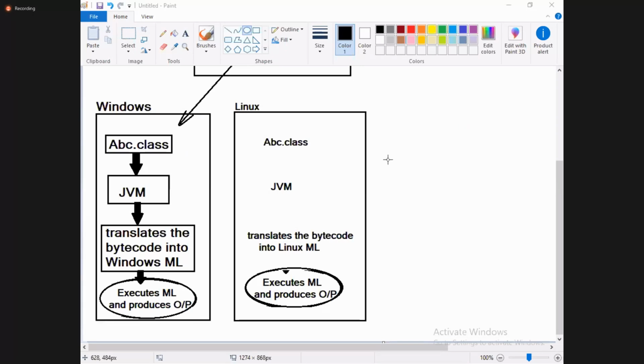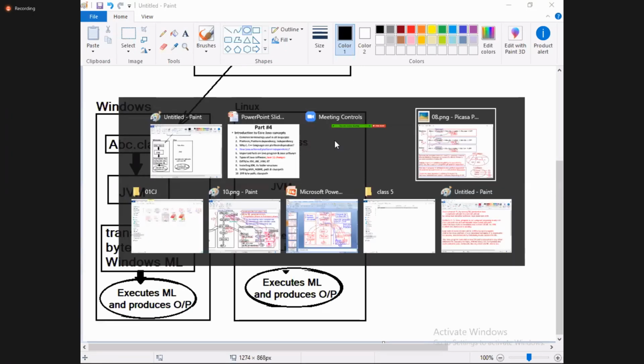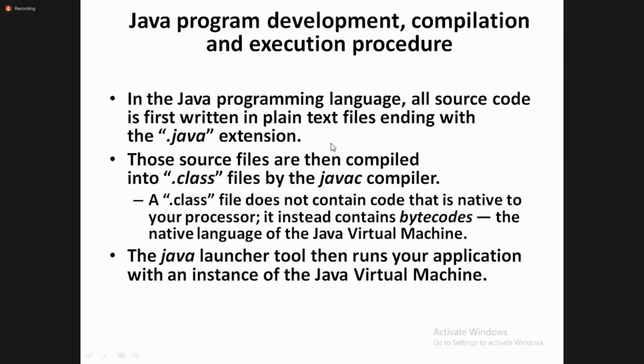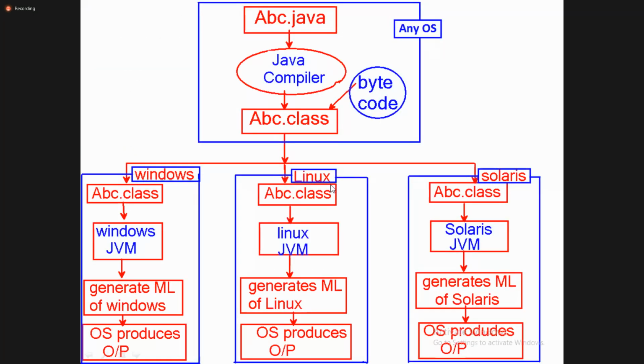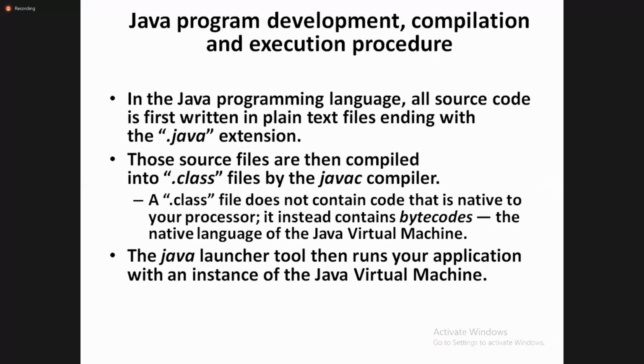Yeah, which point do you want me to explain? Which point do you want me to explain? This slide? Point number 4. This one, Java launcher.